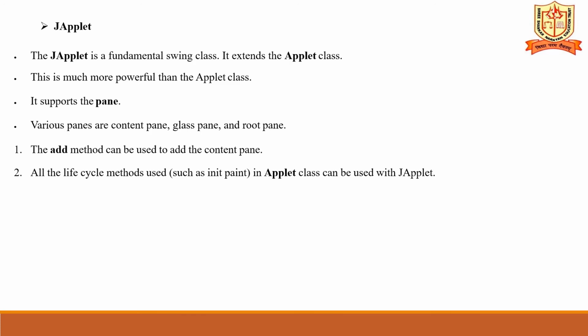JApplet. The JApplet is a fundamental swing class. It extends the Applet class. JApplet is a derived class of Applet class. This is more powerful than the Applet class. It supports the pane. Various panes are content pane, glass pane and root pane.